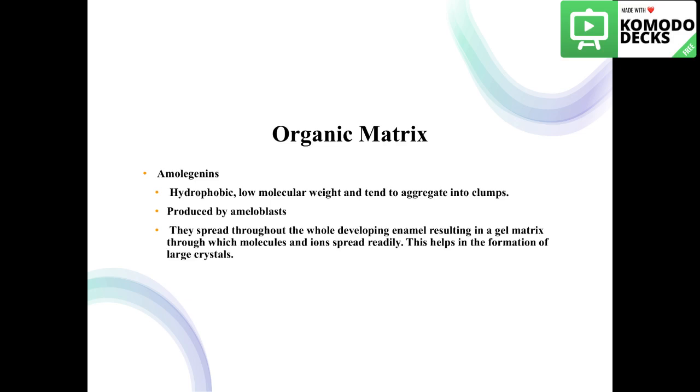So amelogenins are hydrophobic, they have low molecular weight, and they aggregate into clumps. They are produced by ameloblasts, which are the cells that secrete enamel, as I have already mentioned. They spread throughout the whole developing enamel, resulting in a gel matrix, through which the molecules and ions spread. This helps in the formation of large crystals afterward in the mineralization stage. All these stages will be given to you when we discuss amelogenesis in the embryology lectures.